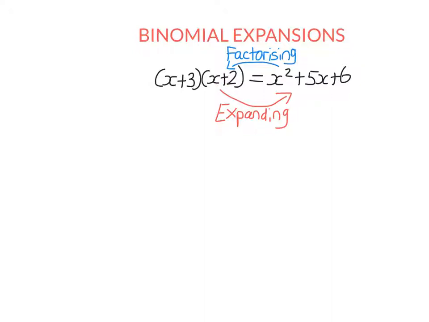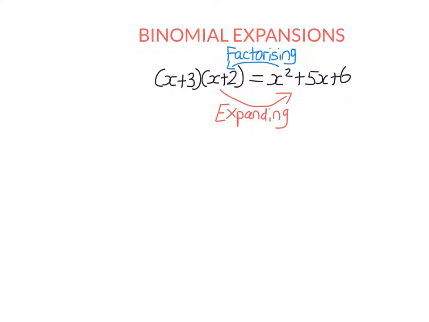So what we are going to do is multiply the first bracket by the second bracket, and we want to end up with something that has no brackets. So starting with brackets, ending up without brackets is expanding. Going the other way is called factorizing, that we'll look at in subsequent lessons.